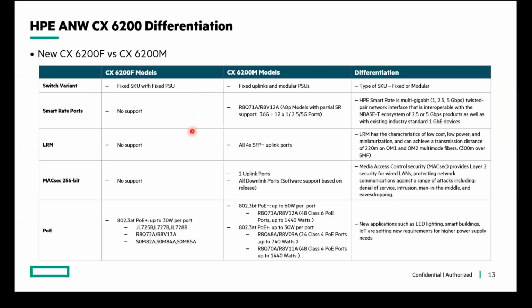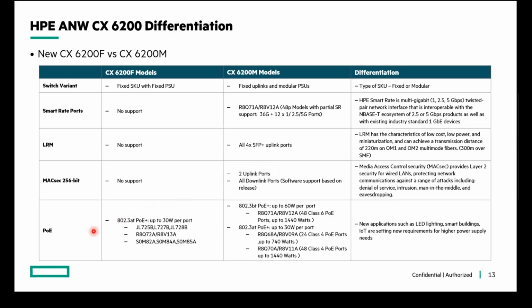And LRM support. So 6200F does not support LRM or MACsec. And in the 6200M models, we have 4 ports of SFP Plus that support LRM. And of those 4 ports that support LRM, 2 of those also support MACsec 256. And we also have MACsec support 256 on all of the downlink ports. And this is certainly coming in one of the software releases as we move forward, but that's certainly in scope and in plan. And Shobana can go through the use cases on that at a later point in time.